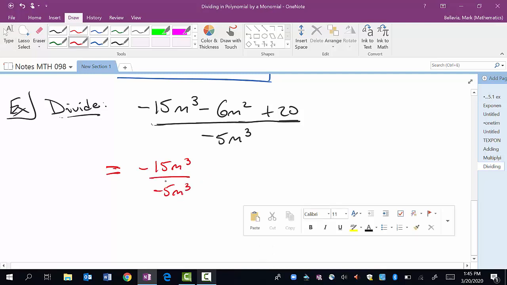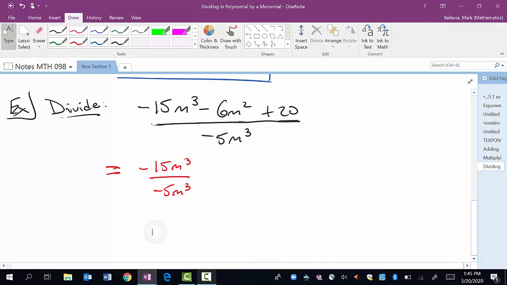So we got negative 15m to the third divided by negative 5m to the third. We have minus 6m squared divided by negative 5m to the third. We have plus 20 divided by negative 5m to the third.